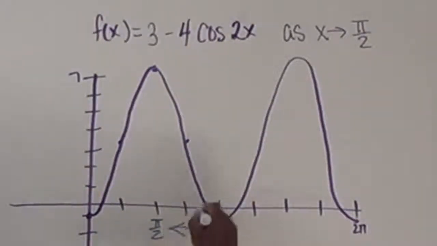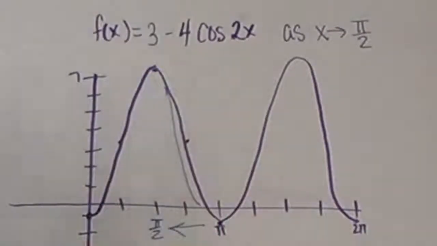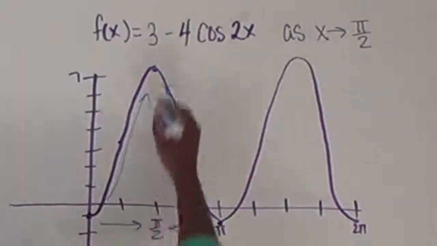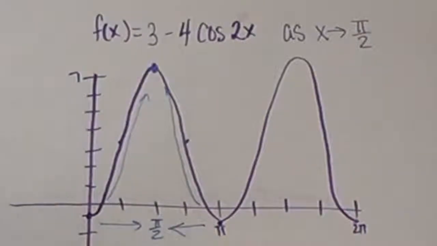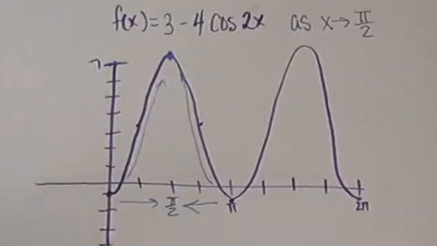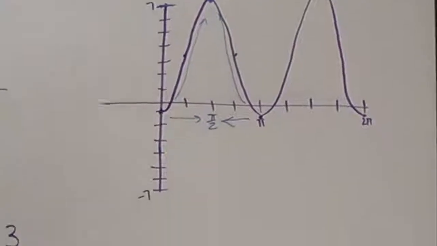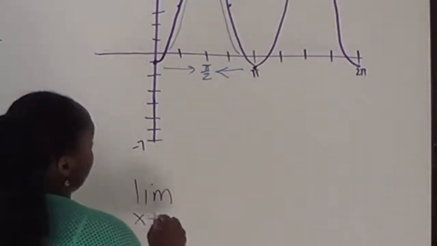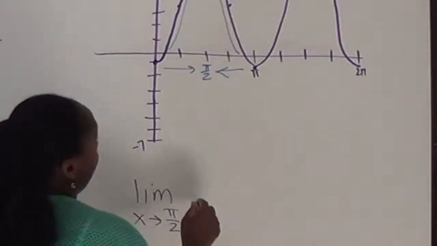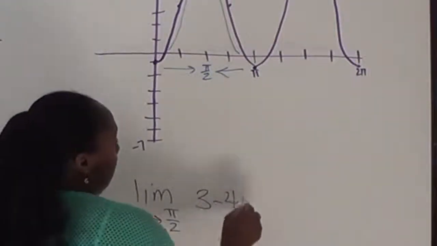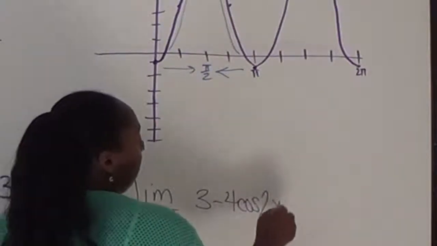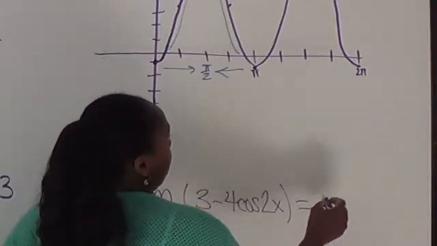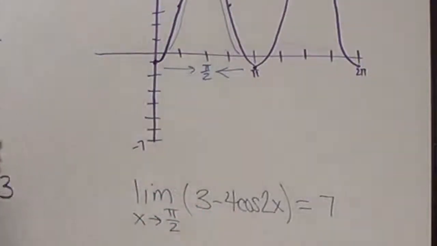As I come in from the right, my function value is increasing. As I come in from the left, again my function value is increasing. In this case, both sides are going to this high point up here, which happens to be at 7. So this says that our limit as x approaches pi over 2 of 3 minus 4 cosine of 2x is going to equal 7.